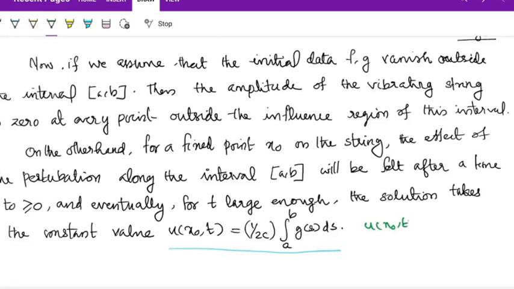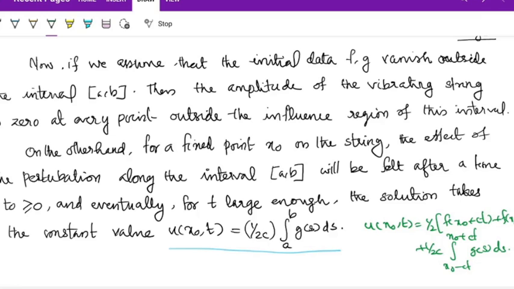u at (x naught, t) is 1 by 2 [f of x naught plus ct plus f of x naught minus ct] plus 1 by 2c integral from x naught minus ct to x naught plus ct of g of s ds. So this is the value of u at the point (x naught, t).